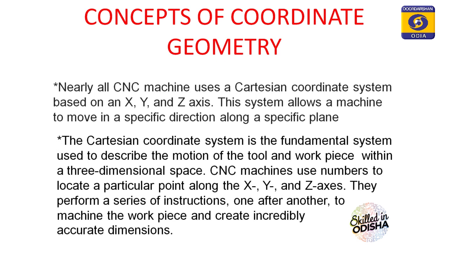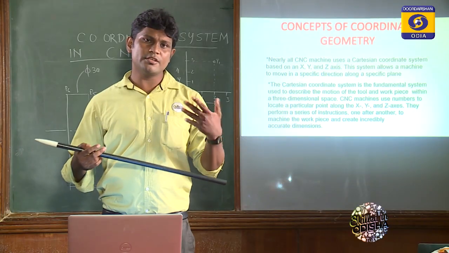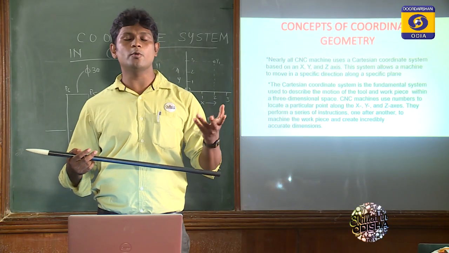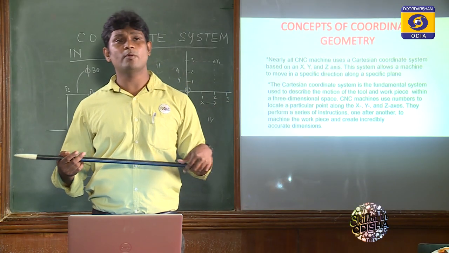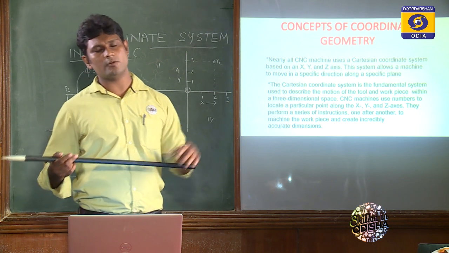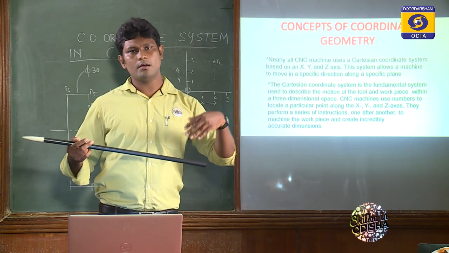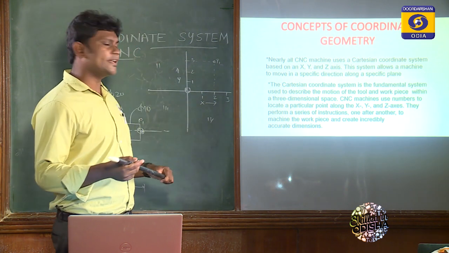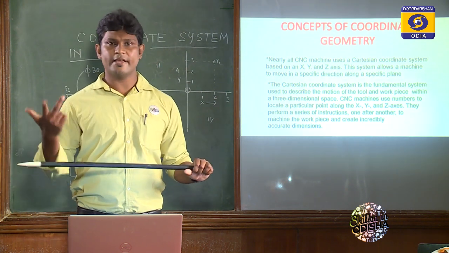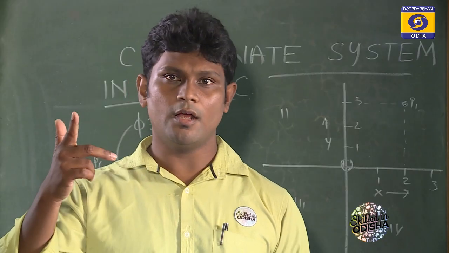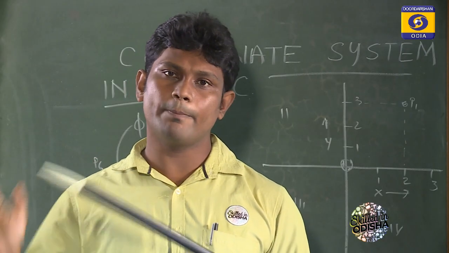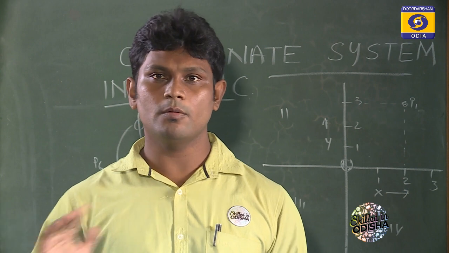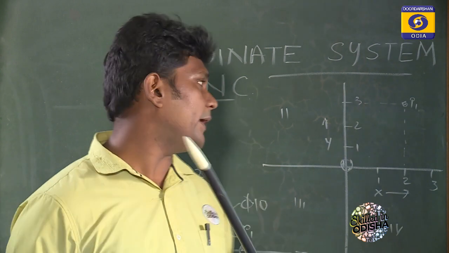Now we'll jump over to the coordinate geometry. Nowadays all CNC machines use the Cartesian coordinate system or rectangular coordinate system, which we covered in our high school career or in the first year. So we know that in the Cartesian coordinate system we have 3 axes x, y, z, and all these 3 axes are perpendicular to each other, and 2 axes lie in one plane.